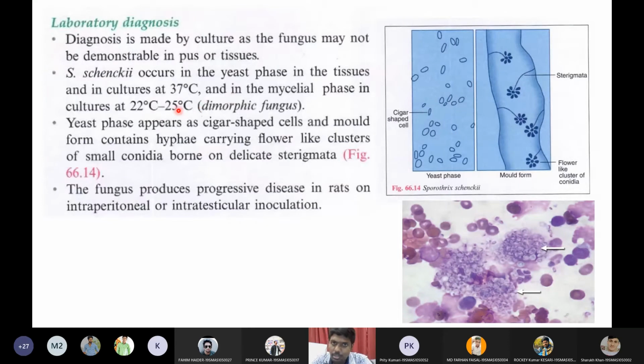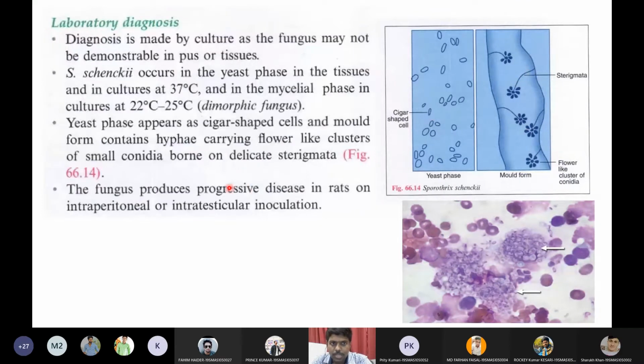At 25 degrees centigrade, you will see the mycelial or mold form, whereas at 37 degrees centigrade, you will see the yeast form. The yeast cells look like cigar-shaped cells, whereas the mold form looks like flower-like clusters with very delicate sterigmata. So these are the identifying features of Sporothrix schenckii. Yeast cells are cigar-shaped, whereas the mycelial phase has a flower-like appearance with delicate sterigmata.